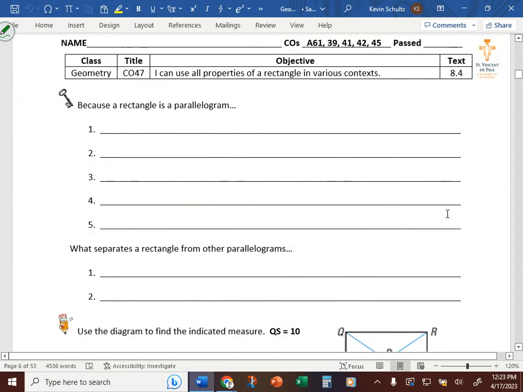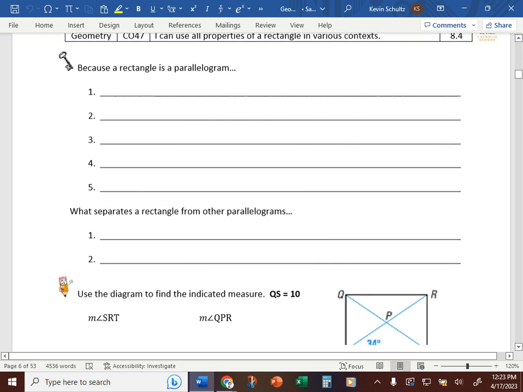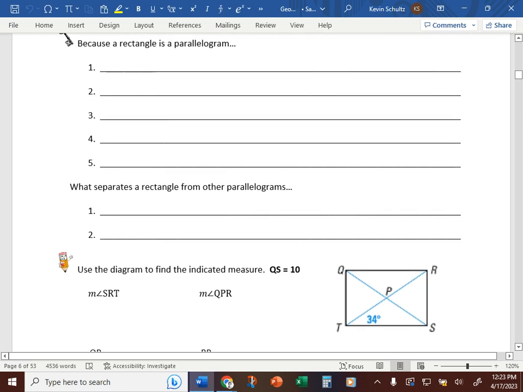Today, geometry, we're going on to CO47, which is another type of quadrilateral, another type of parallelogram. It is a rectangle. And it shares those same 5 characteristics as all parallelograms have, because it is indeed a parallelogram. And so once again, let's review those. What are the 5 characteristics that all parallelograms across the board have?